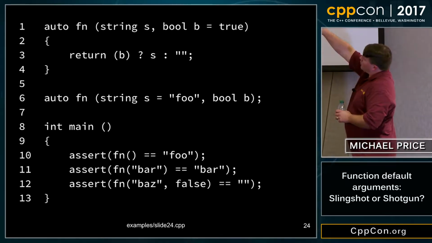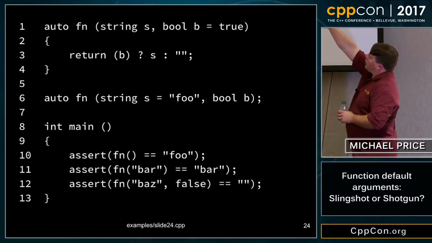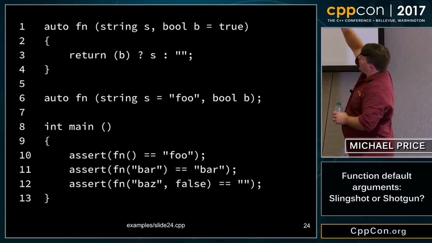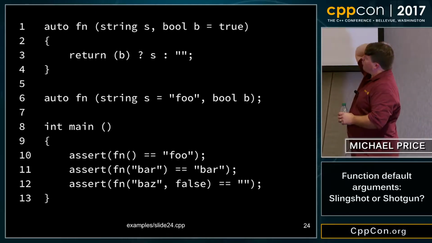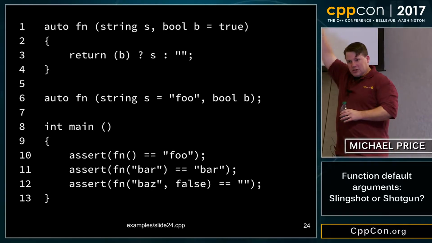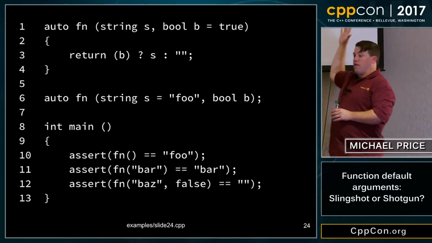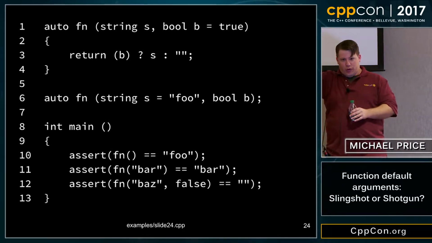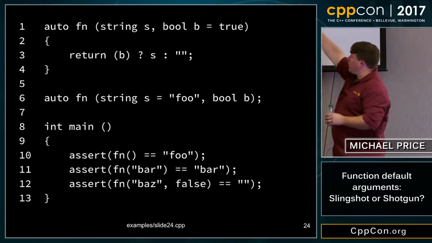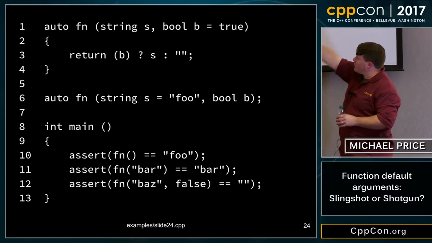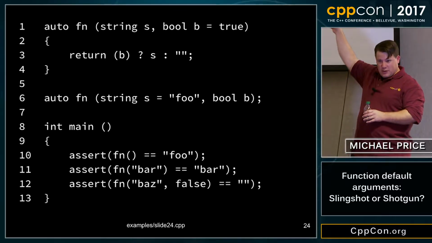Okay, so line 1, we have a function that returns auto, which is going to be a string, and takes a string and takes a bool. We provide a default argument for the second parameter, b. It's going to be true. We can have another declaration after that that now provides a new default argument for the first parameter, leaving off the default argument for the second parameter. This is line 6. Okay?